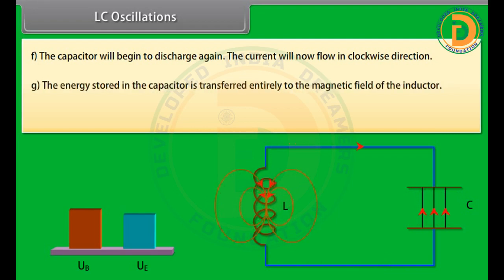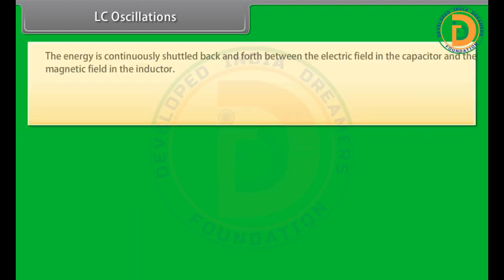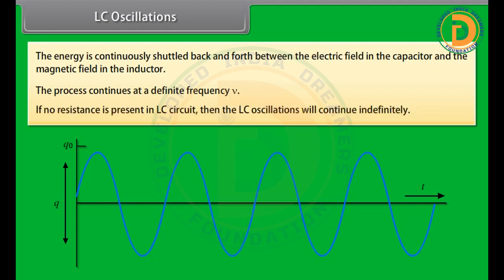The energy stored in the capacitor is transferred entirely to the magnetic field of the inductor. Energy now flows from the inductor back to the capacitor. The energy is continuously shuttled back and forth between the electric field in the capacitor and the magnetic field in the inductor. The process continues at a definite frequency V. If no resistance is present in the LC circuit, then the LC oscillations will continue indefinitely.